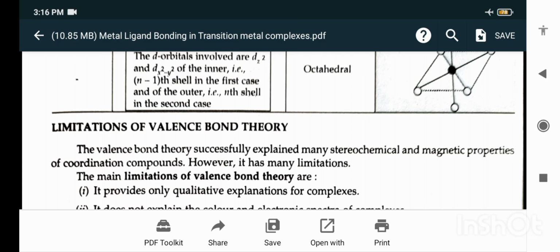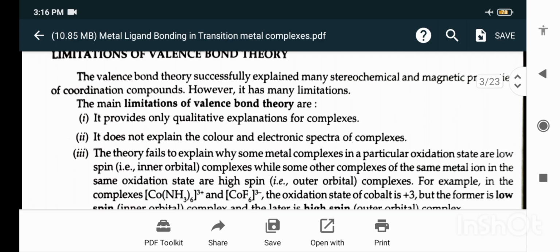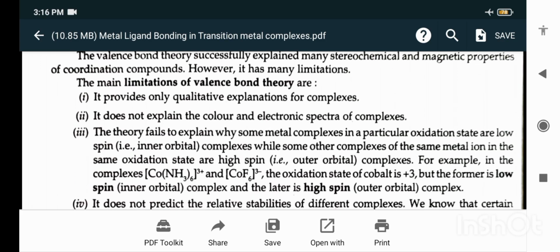Limitations of the valence bond theory. The valence bond theory successfully explained many stereochemical and magnetic properties of the coordination compounds. However, it has many limitations. The main limitations of VBT are that it provides only a qualitative explanation for the complexes. It does not explain the color and electronic spectra of the complexes.